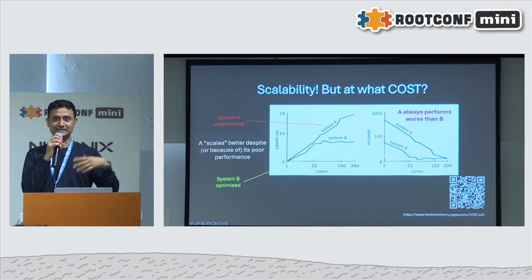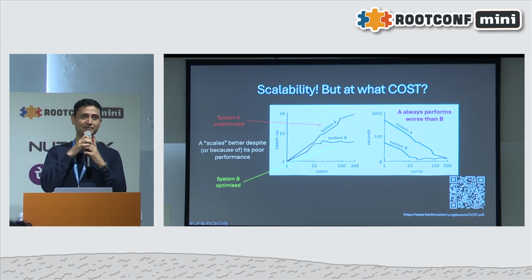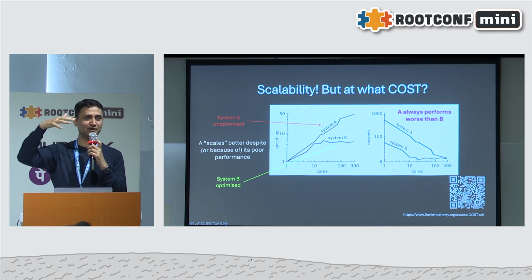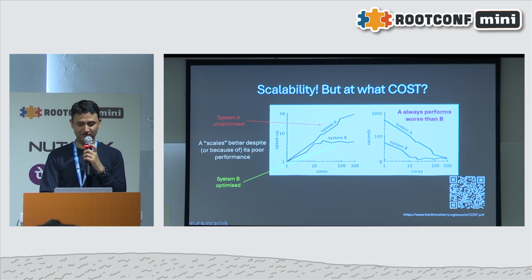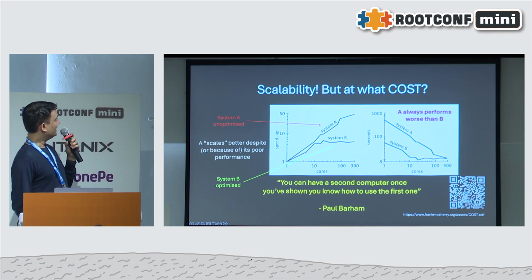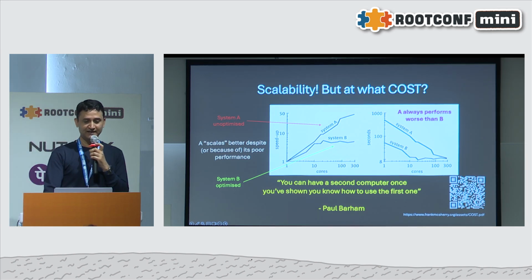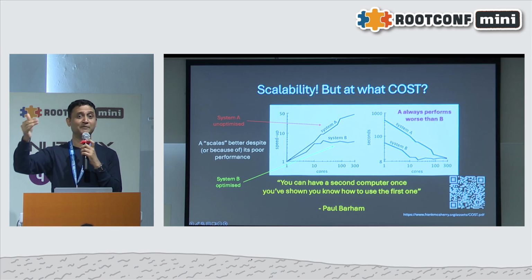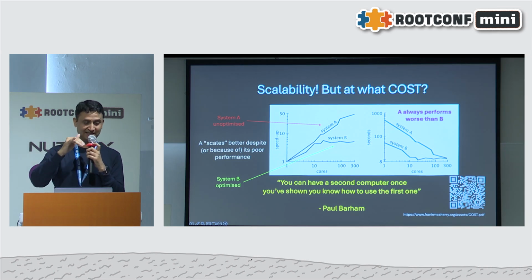All right? So this is a very common thing that started happening, where the notion of scale became a little decoupled from deep systems thinking. In fact, it's summarized in a very nice quote by Paul Barham: you can have a second computer once you've shown how to use the first one. So this is the kind of effect that a massive increase in accessibility has. And just to be clear, I'm a big fan of increased accessibility of technology. I'm a beneficiary of it as well. But these are the costs that we should be talking a lot more about now.